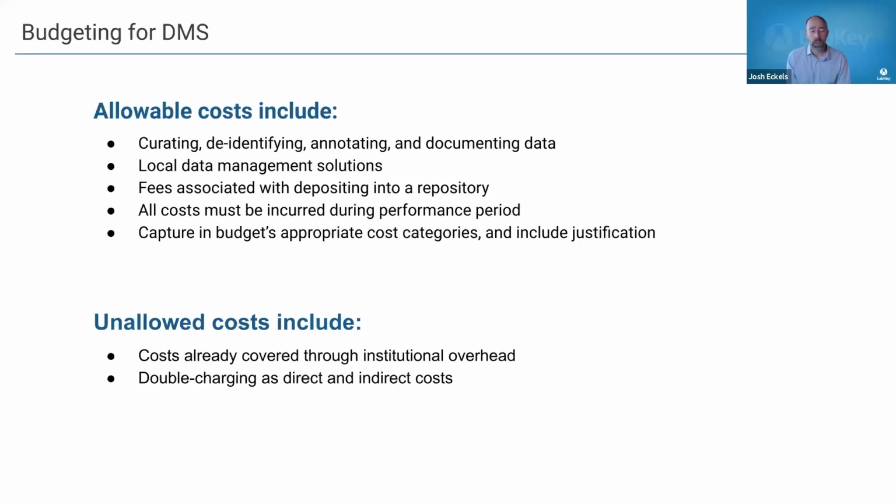And one thing that's helpful to note is all costs must be incurred during the performance period. So even though there's a retention policy that's by default 3 years, sometimes longer, that this data needs to be made available, all the costs need to be incurred during the actual performance period. You capture these in the budget by breaking them down into different cost categories, with justification, much like any other thing that you might be asking for as a line item funding in the application.